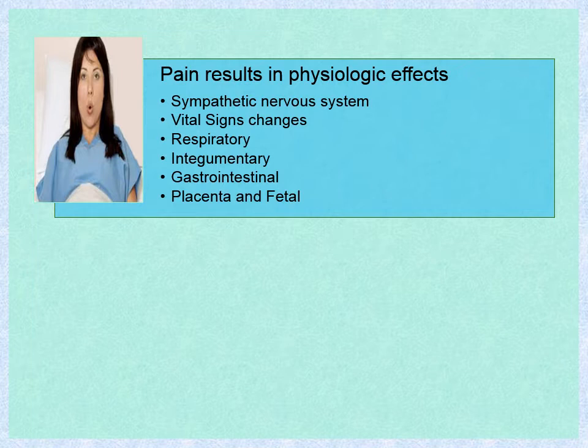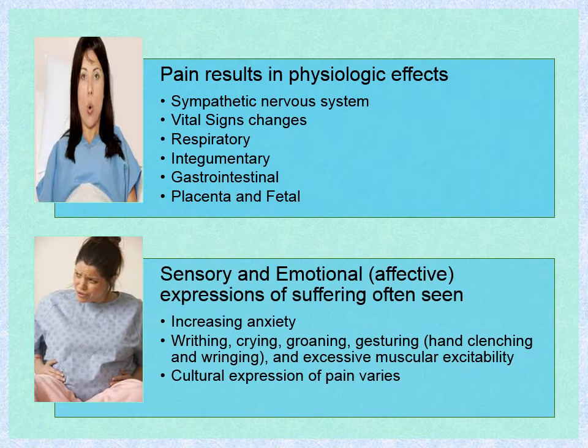Gastric acidity increases, and nausea and vomiting are common in the transition phase. Placental perfusion may decrease and uterine activity diminish, potentially prolonging labor and affecting the well-being of the fetus. The sensory and emotional or affective expressions of suffering often seen include increased anxiety, writhing, crying, groaning, gesturing, hand clenching and wringing, and excessive muscular excitability throughout the body.